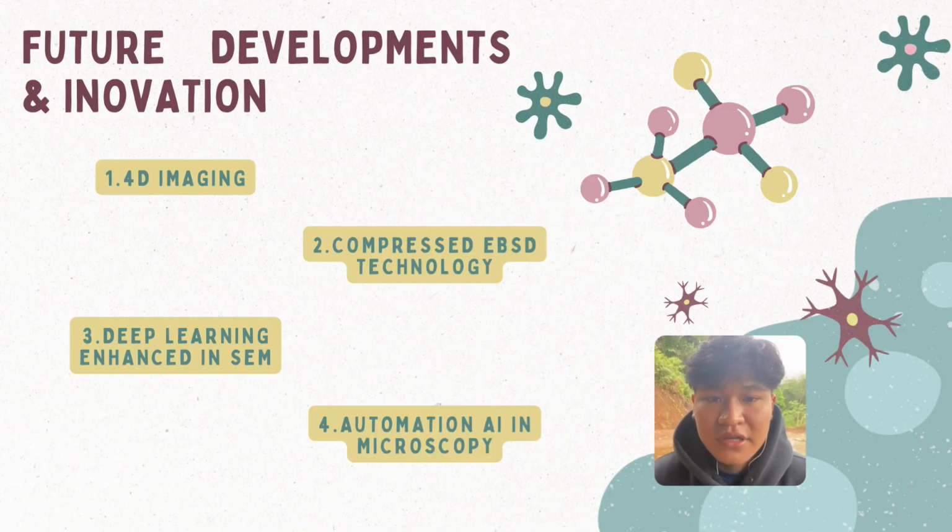Next, let's look ahead at where electron microscopy is heading as we try to push the boundaries of what we can see. We face serious limits in speed, sample damage, and manual data processing. To solve this, we are seeing four major breakthroughs that are completely changing the game. It is four-dimensional imaging, compressed EBSD, deep learning in SEM, and AI automation. Let's break down exactly how these innovations are moving the field forward.